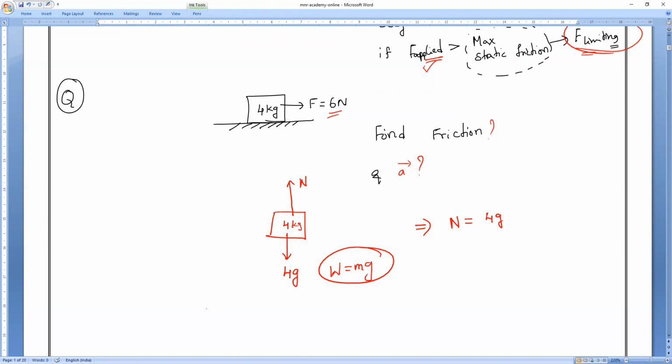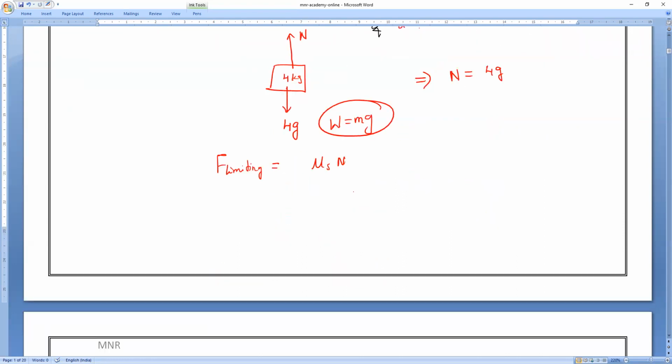Now we all know the formula I just taught you. What is the formula for F limiting? F limiting is equal to mu s into N. I forgot to give the mu s. That is the coefficient of static friction, which is equal to 0.2. Find the maximum limiting force, all of you.